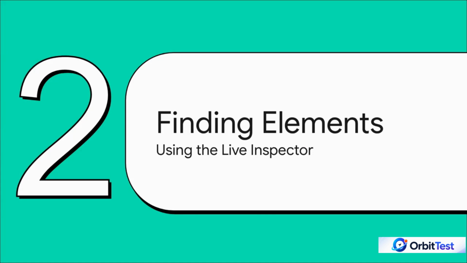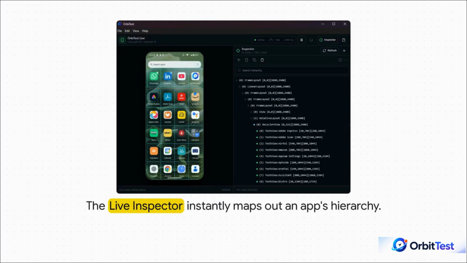Moving right along to Section 2, Finding Elements with Inspector. Once you are connected and your device shows up as online, it's time to actually interact with the app. And the Live Inspector completely changes the game for QA engineers. You just open the device panel, click the Live tab to stream your screen, and open up the inspector.